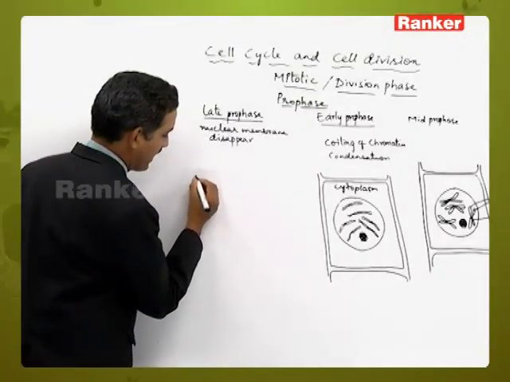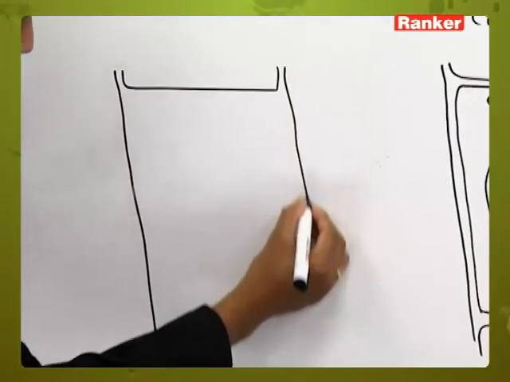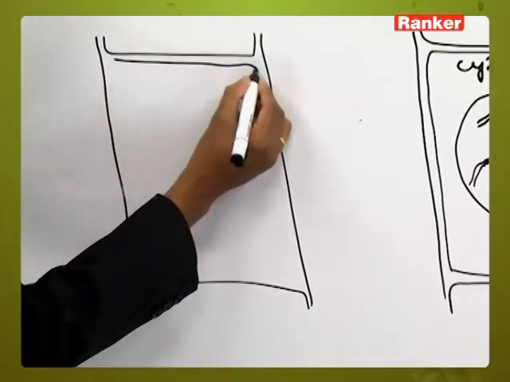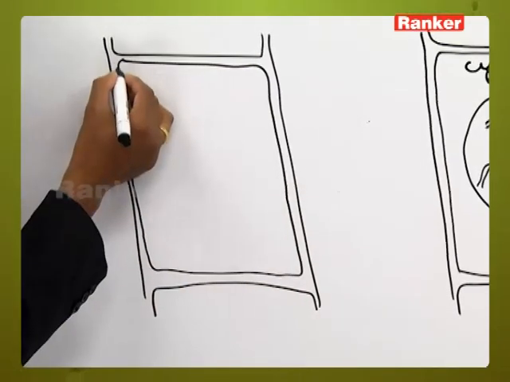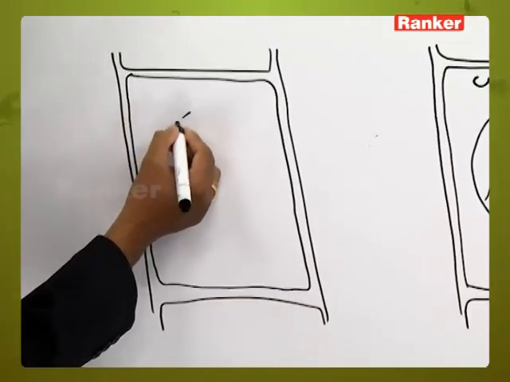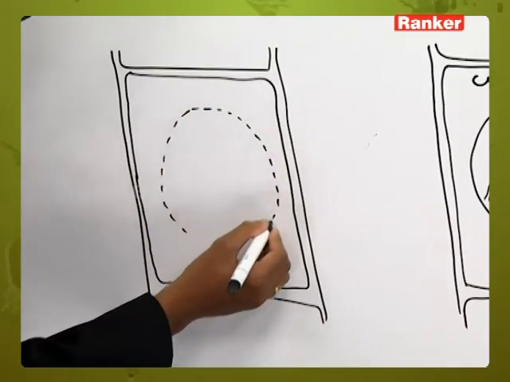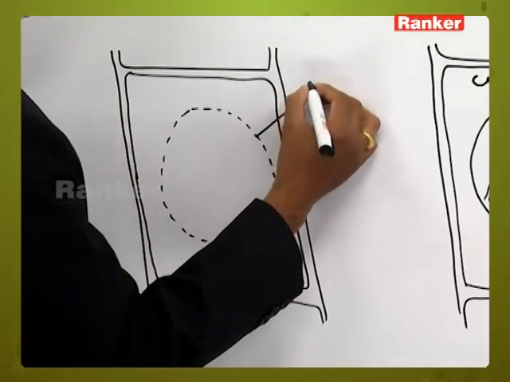So we can show the diagram like this with a cell. The plasma membrane is inside the cell wall, and here a dotted structure is represented. This dotted structure represents the disappearing nuclear membrane.